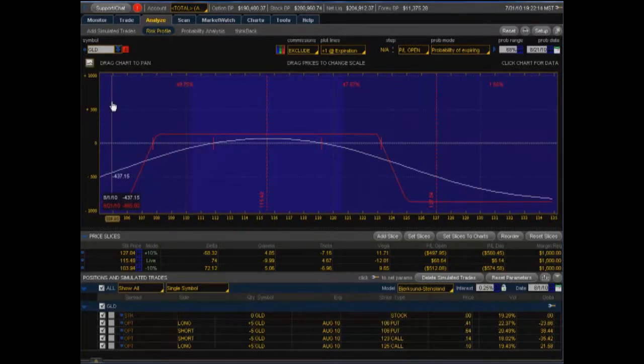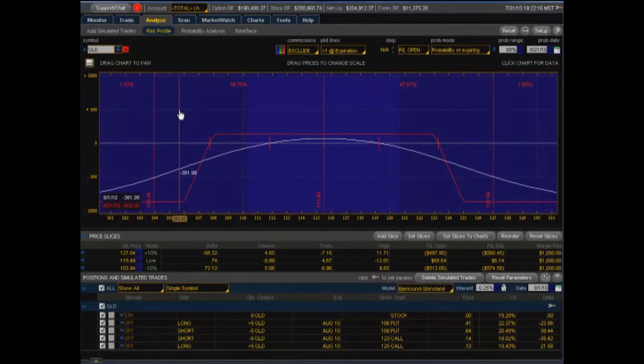We also have a position on gold. Gold's currently at $115.49. Our position is up $68.64. This position cost $865 to enter. So we're currently up 7.9% on this trade.